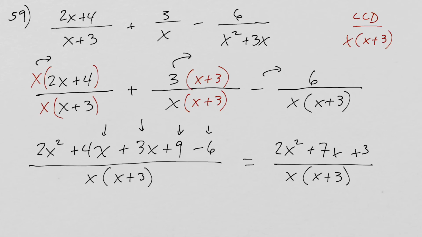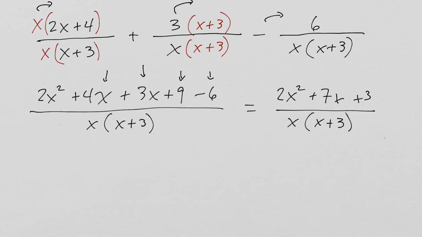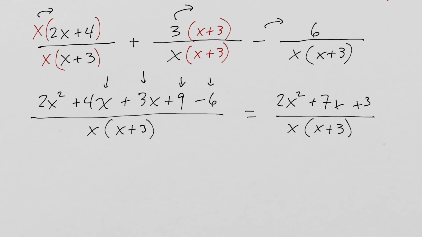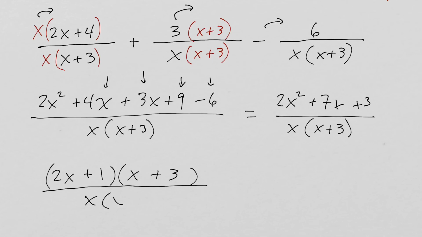Okay, this may be able to be reduced, so I'm going to try and factor the top. Okay, so I have a 2x and an x. This must be a plus 3 to give me 6 on the outside, a plus 1 to give me 1 on the inside, and that adds up to my 7. And now I can see that I have a common factor of x plus 3, and that cancels. So my final answer is 2x plus 1 over x.